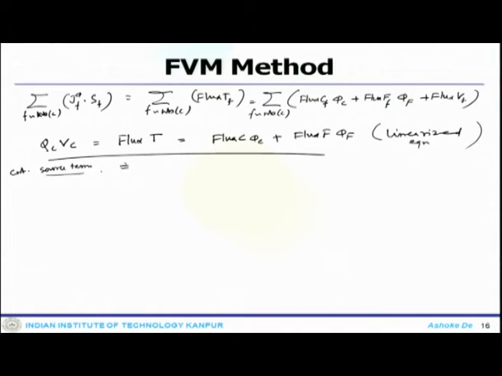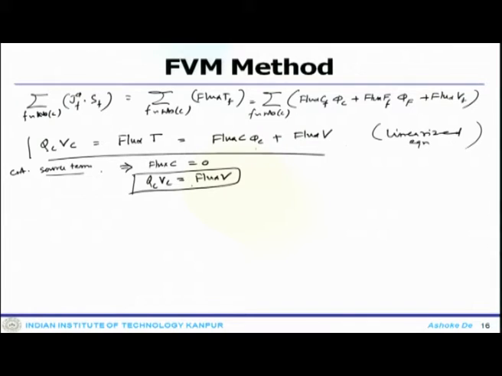The constant source term. So, I am again writing the source term in this kind of fashion, the contribution coming from the C element, contribution coming from the neighboring element. Constant source term means flux C would be 0. Sorry, this is flux V. So, my QC Vc is equal to flux V only. Okay.